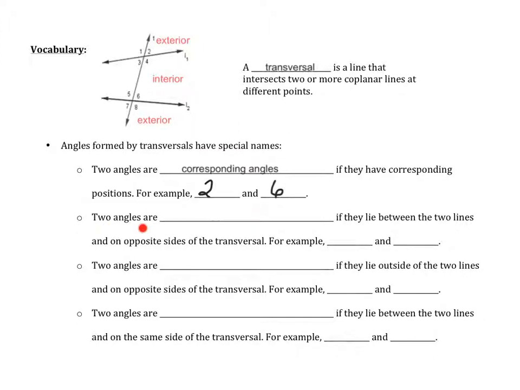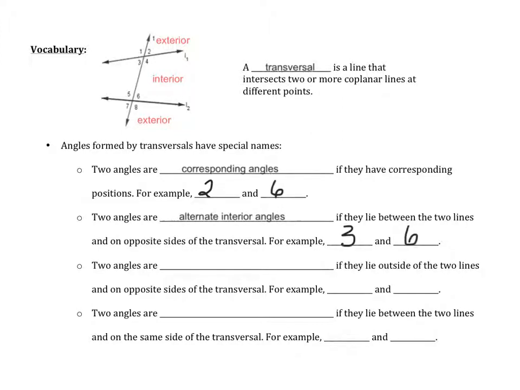So the next one says two angles are blank if they lie between the two lines, so we're talking about the interior angles, 3, 4, 5, and 6, and are on opposite sides of the transversal. So we're talking about interior angles on opposite sides of the transversal. These are called alternate interior angles. Again, these are called alternate interior angles because they are on opposite sides of the transversal, so that's the alternate part, and on the inside of the two lines that were cut by the transversal, so that's the interior part. So we're talking about angles 3 and 6 and 4 and 5. We'll just write down one for an example.